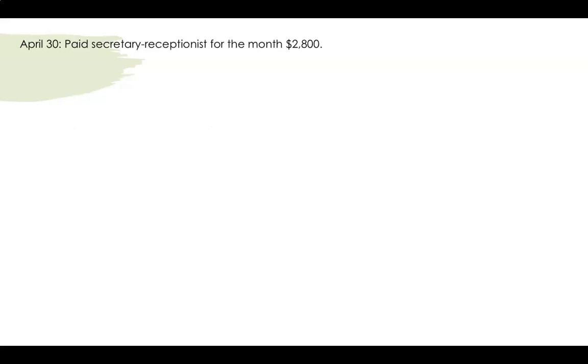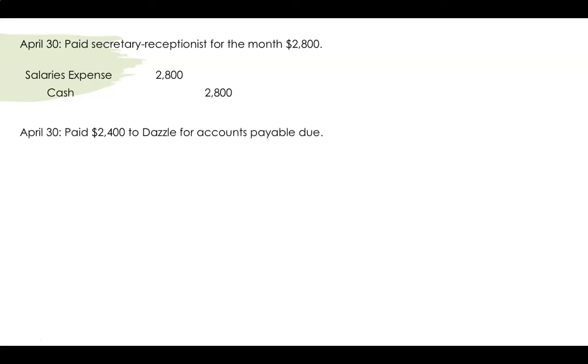On April 30th, we now pay that secretary receptionist that we hired back at the start of the month. So now that they've done the work and we have to pay them, now it's a transaction. So what we're going to be doing here is we're going to be debiting our salaries expense because we need to count the expense in this month. And then it tells us that we paid this employee of ours. So we'll credit our cash to show that our cash is decreasing.